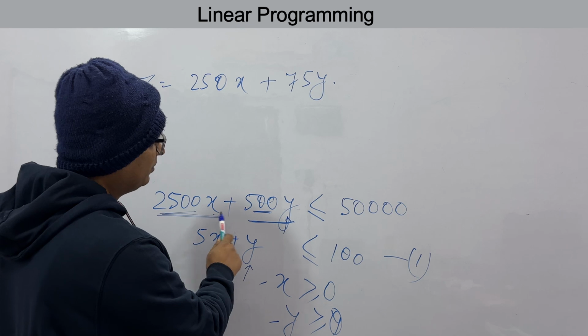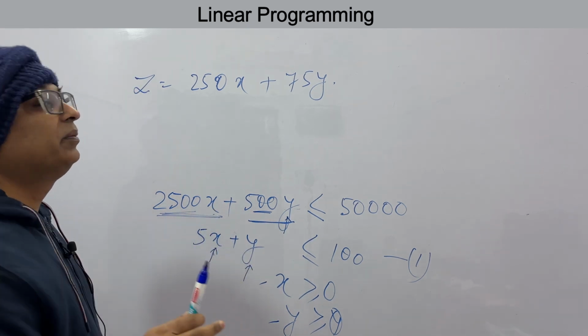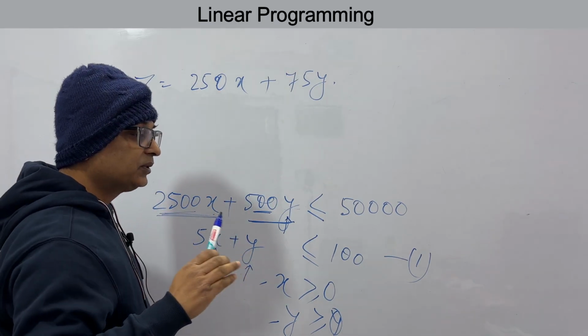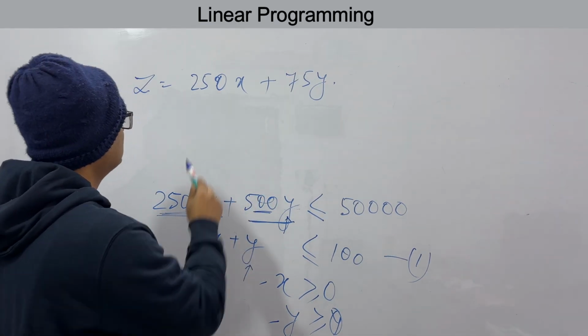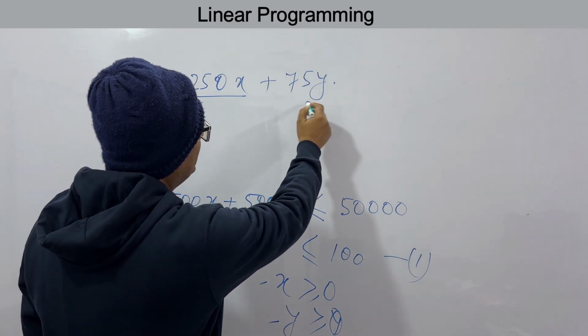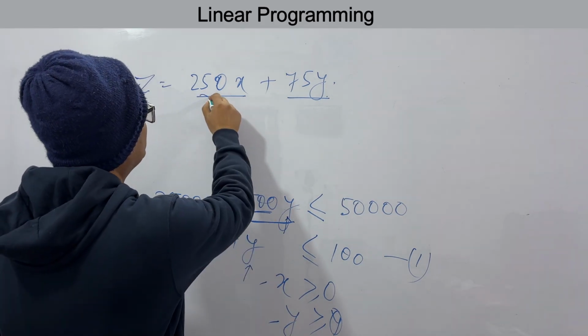X and Y, these are number of tables and chairs, so they cannot be negative. These are the two other constraints. So what will be the profit if we have bought X number of tables and we assume that we sell all the chairs? Then the profit will be this 250 into X, and similarly Y into 75, this will be the profit gained from selling chairs. So the total profit will be this.